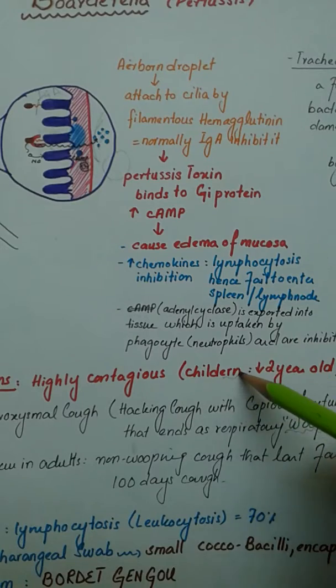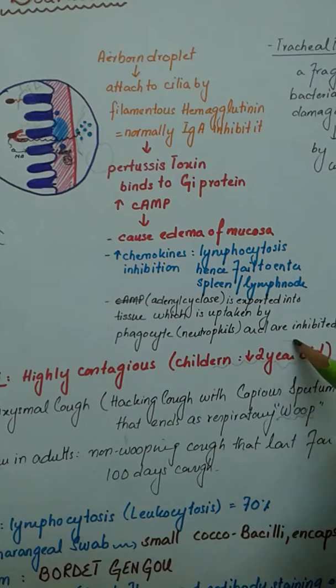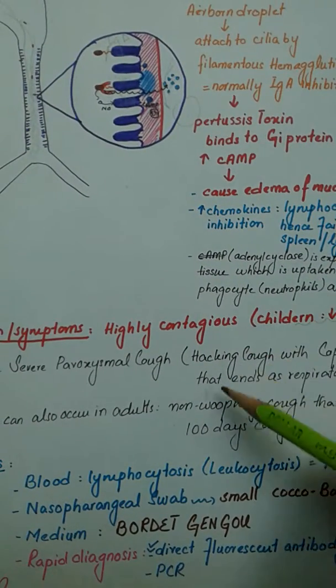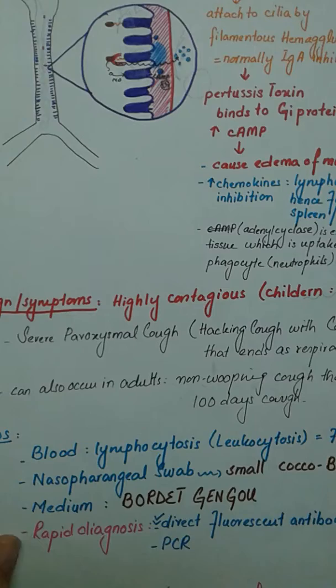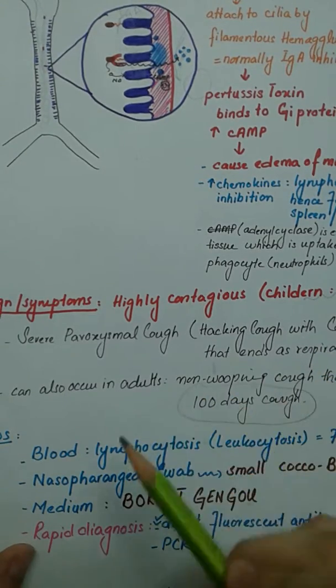Now, this disease can persist approximately up to 1 to 4 weeks in young children, and this affects children mostly at ages of less than 2 years old or even up to 7 years. Now, it can also occur in adults, but in adults, the cough is non-whooping type and it can occur up to approximately 100 days. So it is also known as 100 days cough.